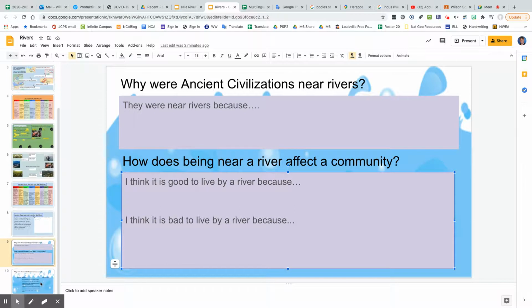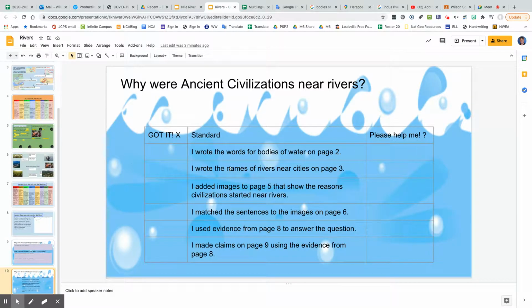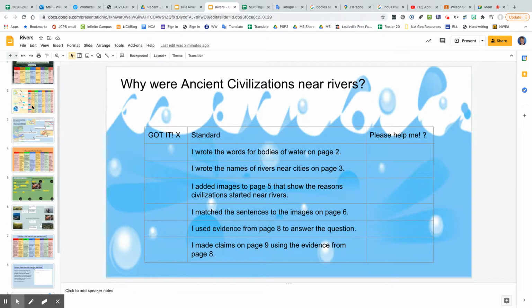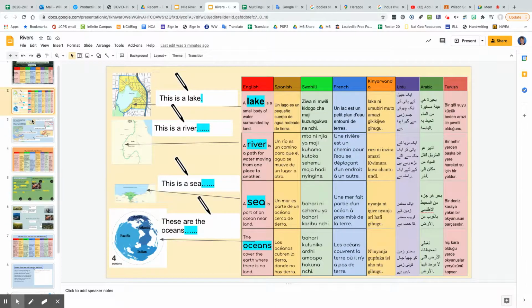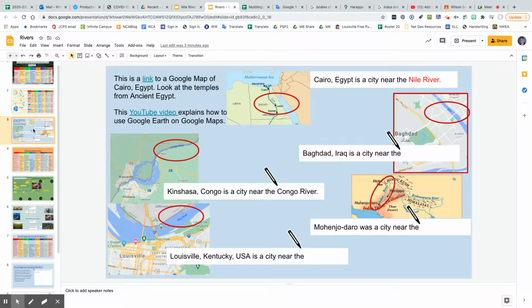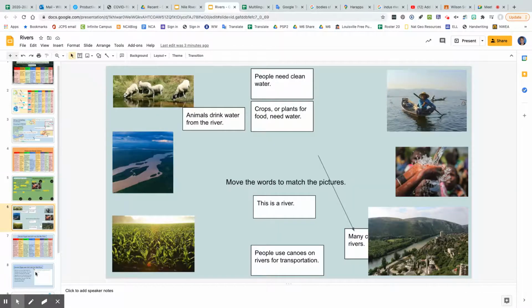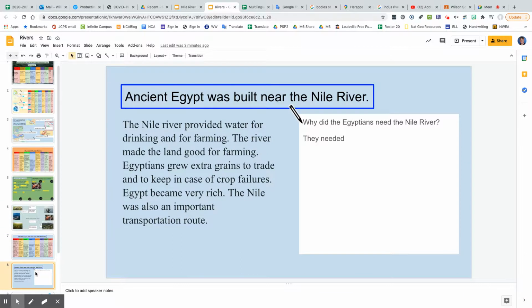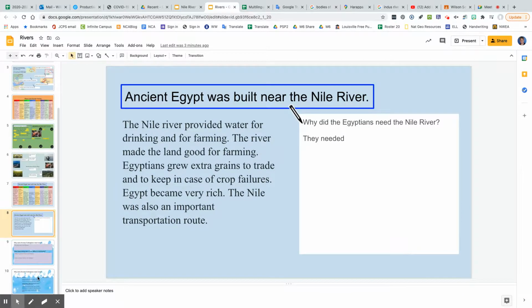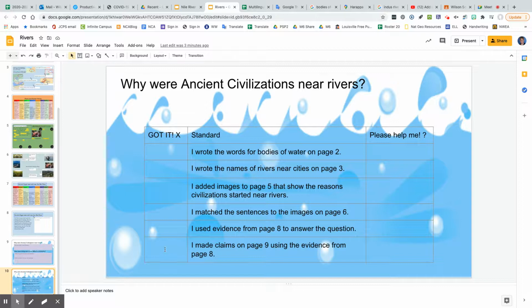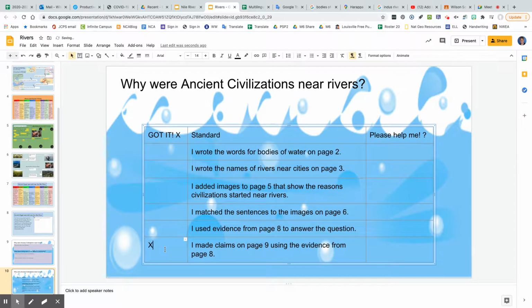To make sure you are finished, use page 10. Go back. Did you write words on page 2? Great. Put an X there. Did you write the rivers on page 3? Great. Put an X there. Did you add images to page 5? Great. Did you move the words on page 6? Great. And did you write on pages 8 and 9? Wonderful. If you did all of those things, you can write an X for each of those things that you did on this page.